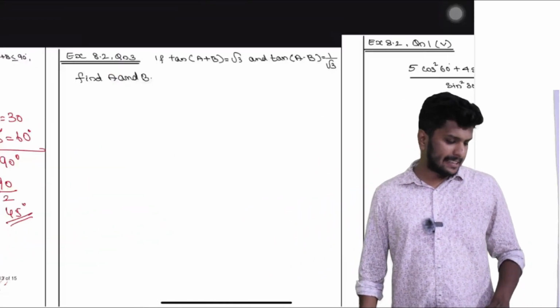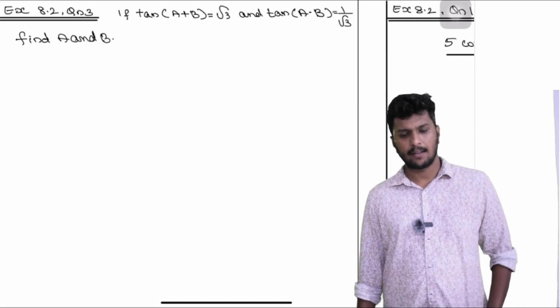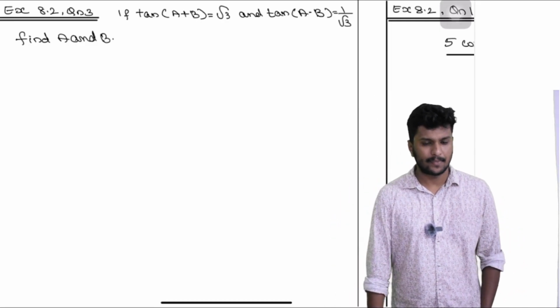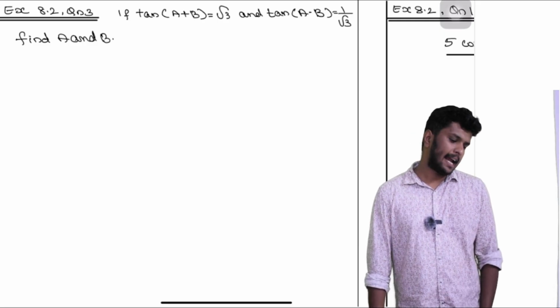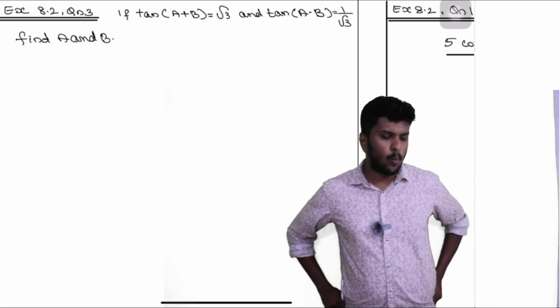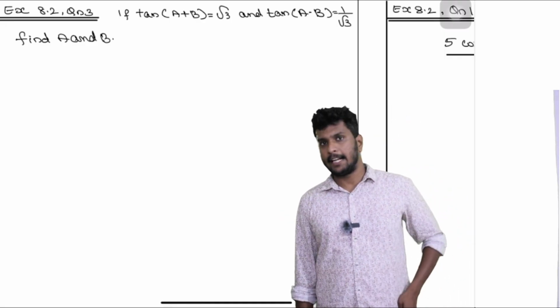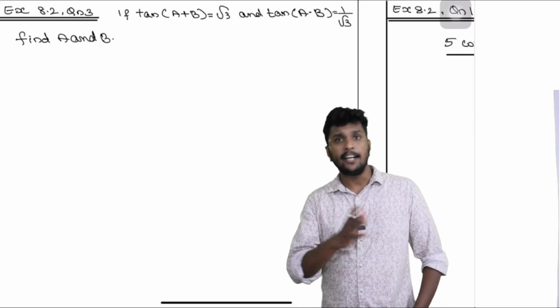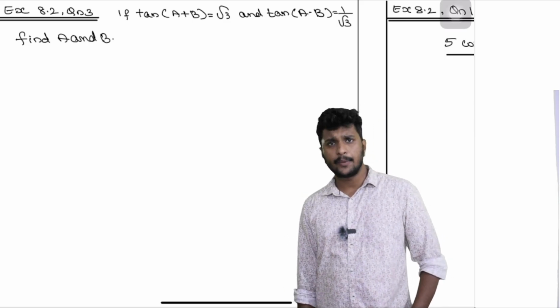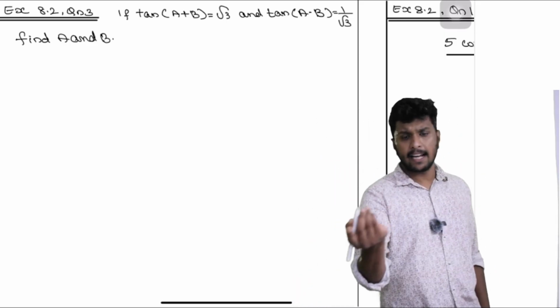The next important question is similar to what we did right now. Here, if tan of a plus b equals root 3 and tan of a minus b equals 1 by root 3, you have to find a and b values. That's the question. Actually, you can pause this video and try doing this question all by yourself. It's an easy question if you know the values table. No need of a right triangle here.